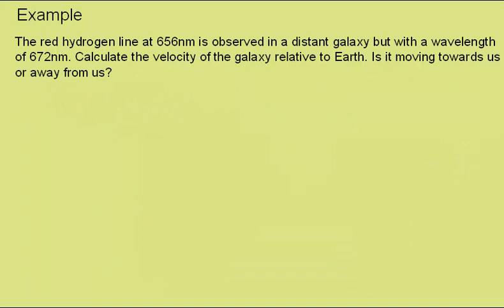Let's look at an example. The red hydrogen line at 656 nanometers is observed in a distant galaxy, but with a wavelength of 672 nanometers. Calculate the velocity of the galaxy relative to Earth. Is it moving towards us or away from us? Well, we know that delta lambda over lambda is equal to source velocity over wave velocity, and so we can rearrange to find v is equal to c delta lambda over lambda.